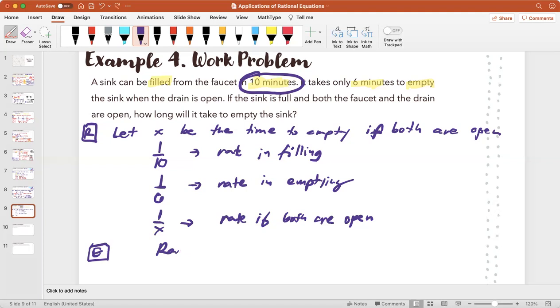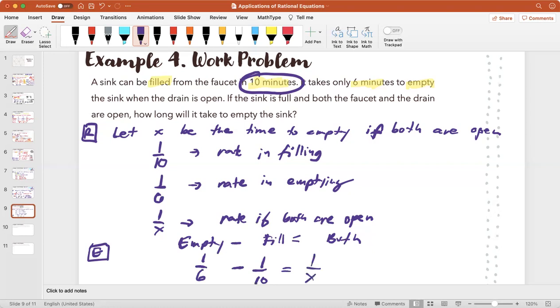Empty minus fill equals both. You should know which one is faster. Emptying is faster, so that means it's bigger. Empty is faster, so that's bigger than the filling. So what's the empty? It's 1/6. What's the fill? 1/10 equals both 1/x.